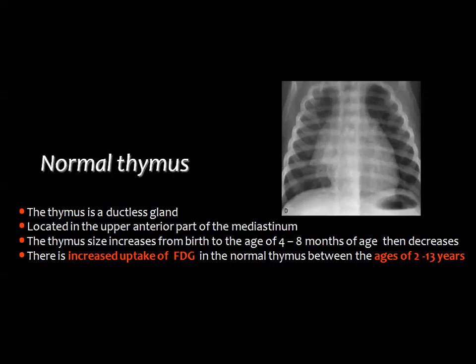The thymus is a ductless gland which is located in the anterior mediastinum, and it usually increases in size starting from birth until the age of 8 months, and according to the literature it should undergo regression in size after this age. But you should know that in PET scan there is some increased uptake of the tracer in the normal thymus between the age of 2 and 13 years old.